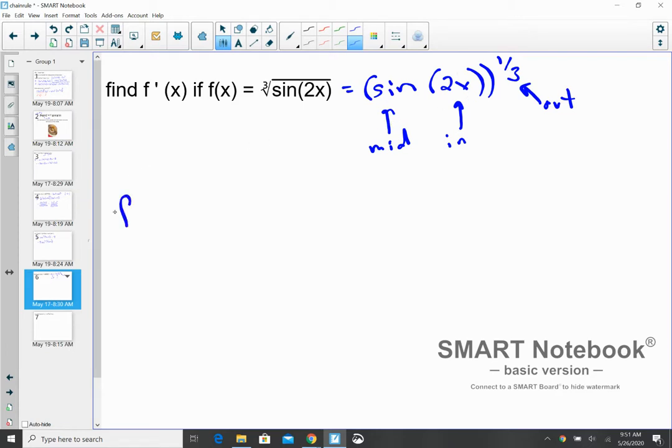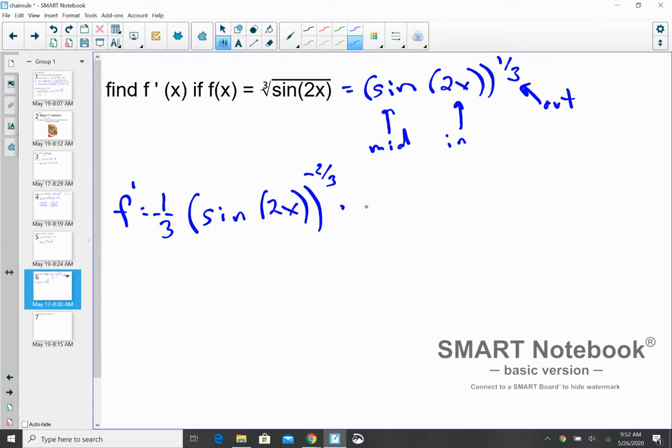So working it out, the derivative of the outside, so you're going to have 1/2, not 1/2, silly goose, 1/3, and then we have sine of 2x. And when you go 1/3 minus 1, you get negative 2/3. So that's the derivative of the inside. I'm sorry, the outside. I misspoke.